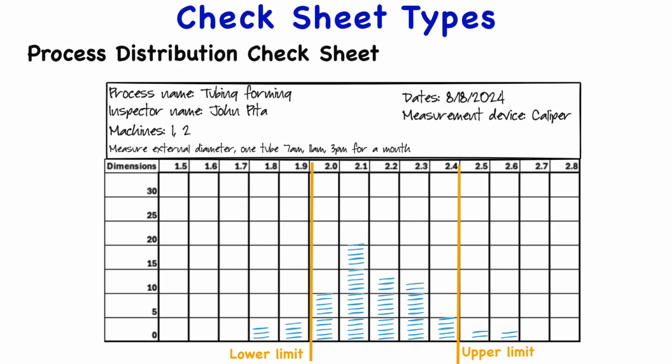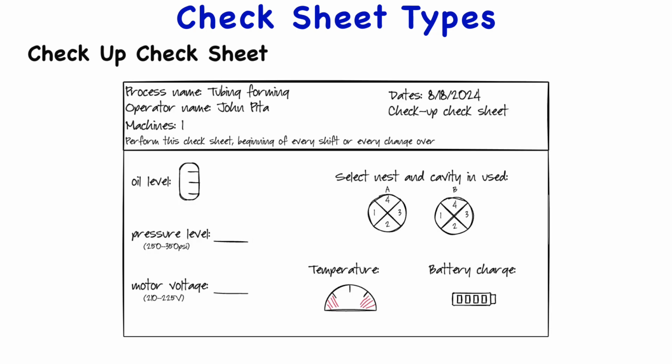Is there a single peak or 2 peaks in the data? Are the values skewed to one side or the other? Are there isolated values? Is the width of the distribution greater than the specification limits? And others. Checkup check sheet.